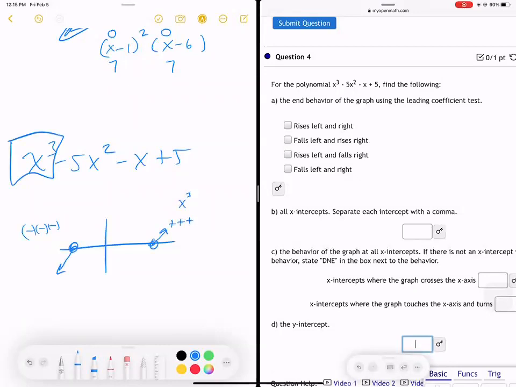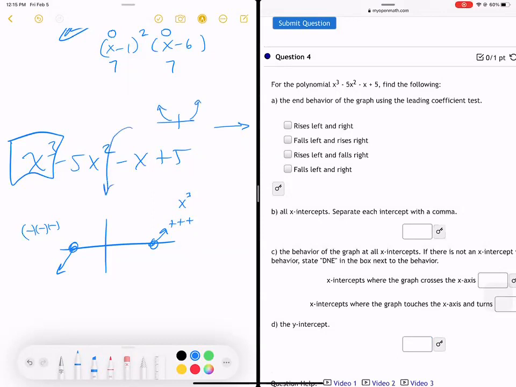I'm going to actually draw right here. This one rises on the left and falls to the right. What this means on a graph is it rises on the left and rises to the right. Is that our graph represented here?